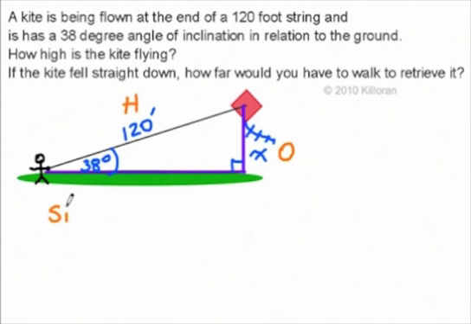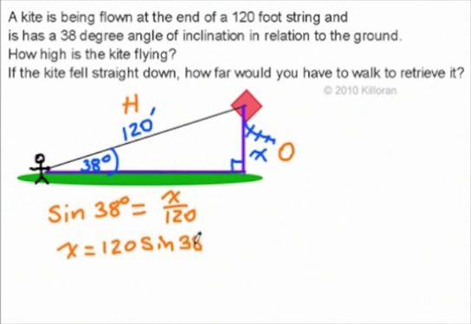So we would set up sine of the 38 degrees is equal to opposite, which is x, over 120. And to solve for that, we just multiply both sides by 120 and get x equals 120 times sine of 38 degrees. And that approximately, let's see, 120 times sine of 38 is 73.9. So x is approximately equal to 73.9 feet. So the height of this kite off the ground is about 74 feet.